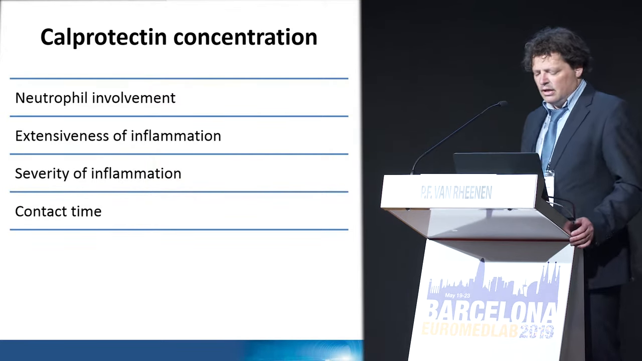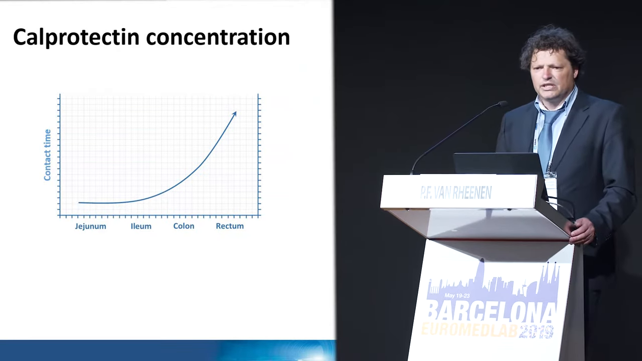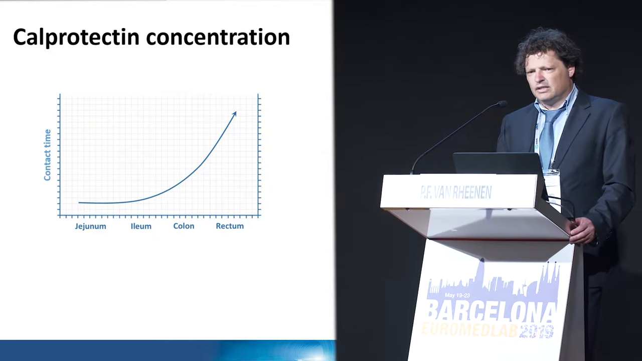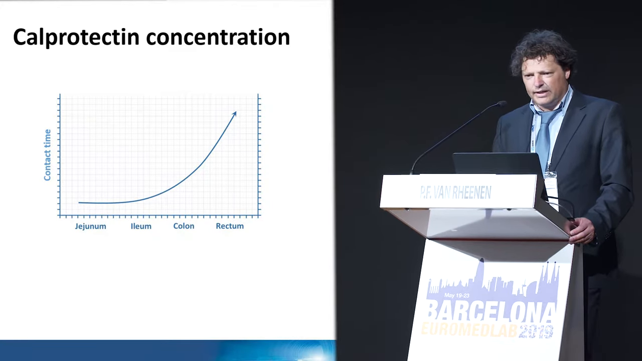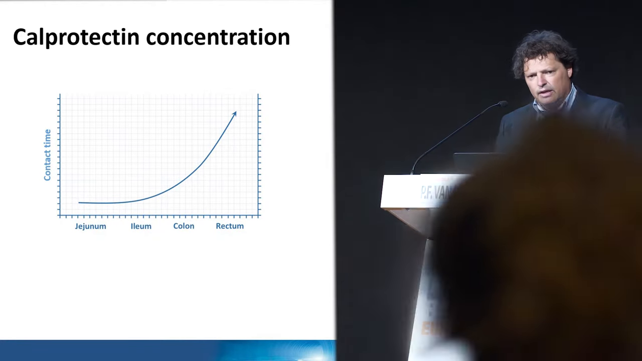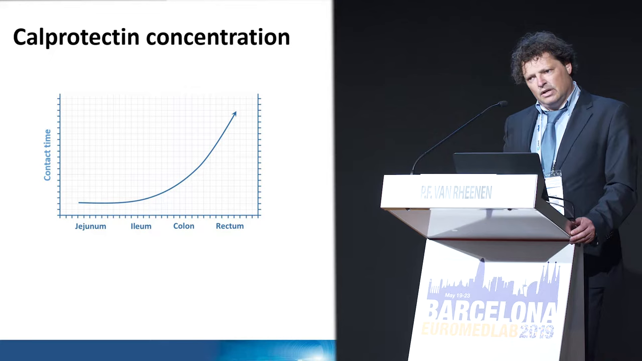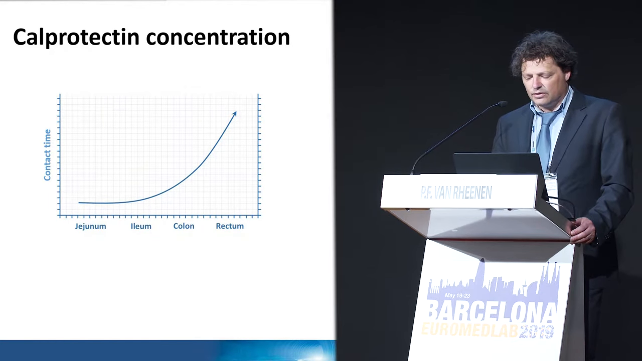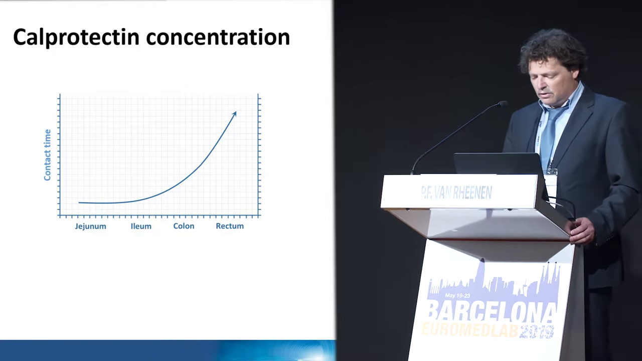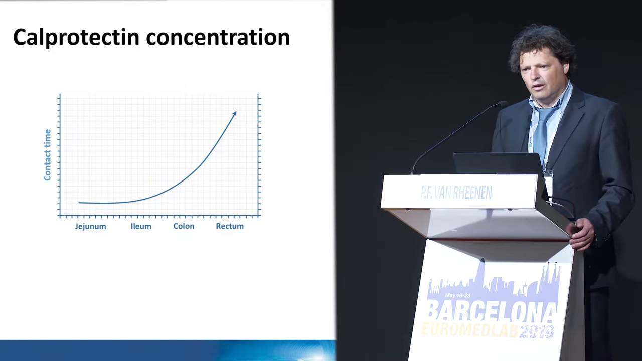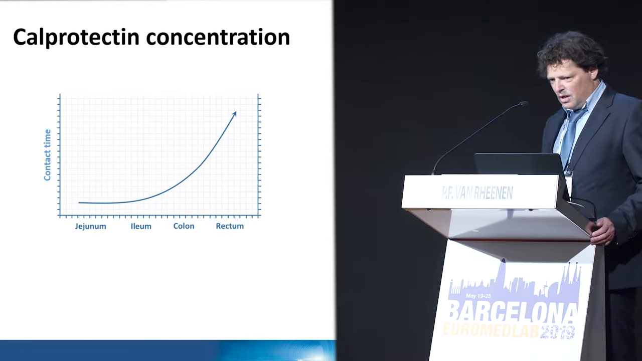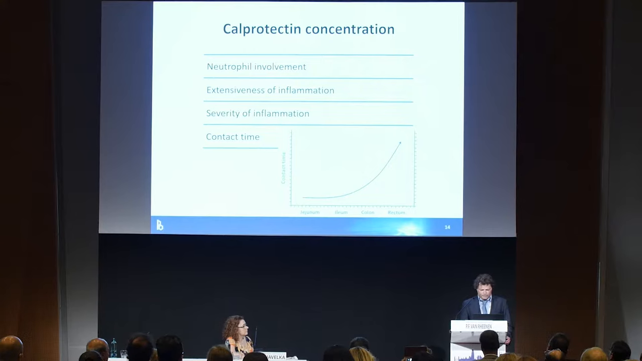How does that work? In the jejunum, which is the first part of the small intestine, the stool is very liquid. So that means that the contact time with the mucosa is very short. And when the stool moves to the end of the gastrointestinal tract, the passage is much slower. So the transit time in the rectum is the longest. The rectum was invented for that, to hold the stool until you have time to open your bowels.